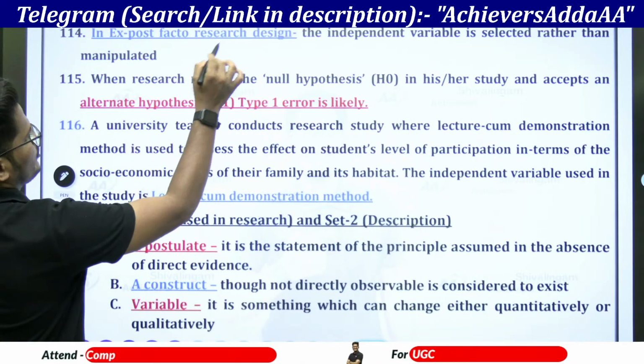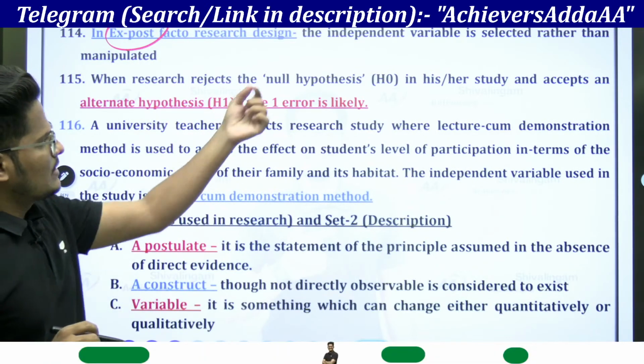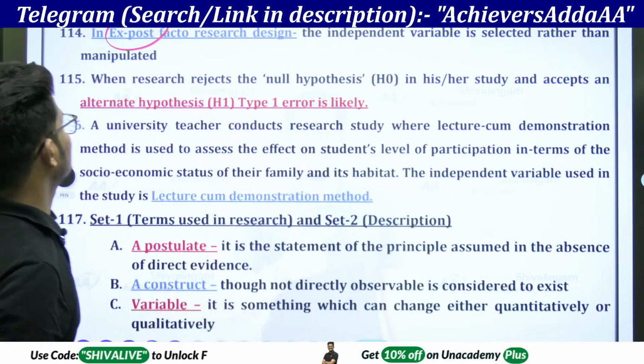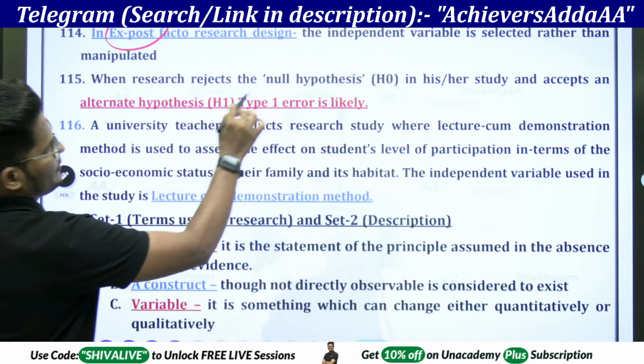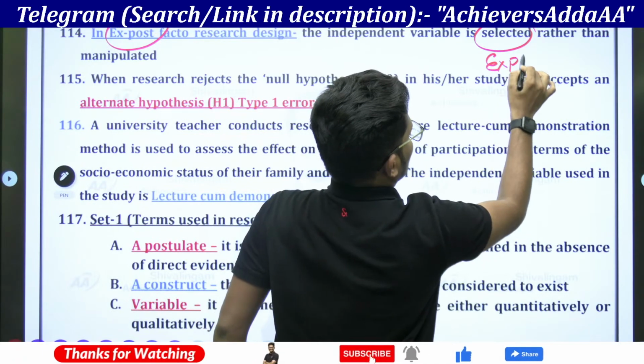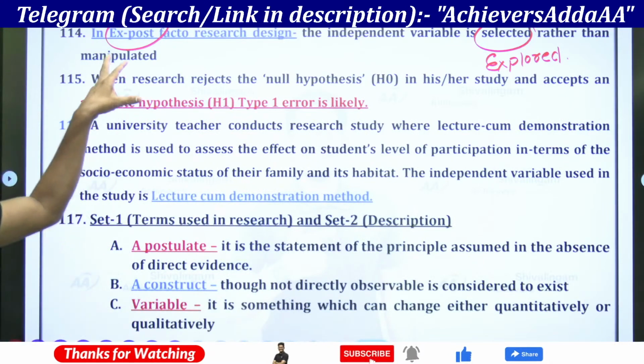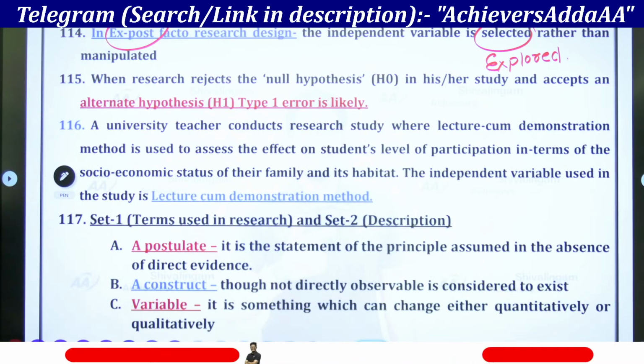In ex post facto research design, the independent variable is selected rather than manipulated. The independent variable is selected only, which is explored, not manipulated. That is what ex post facto research design is.